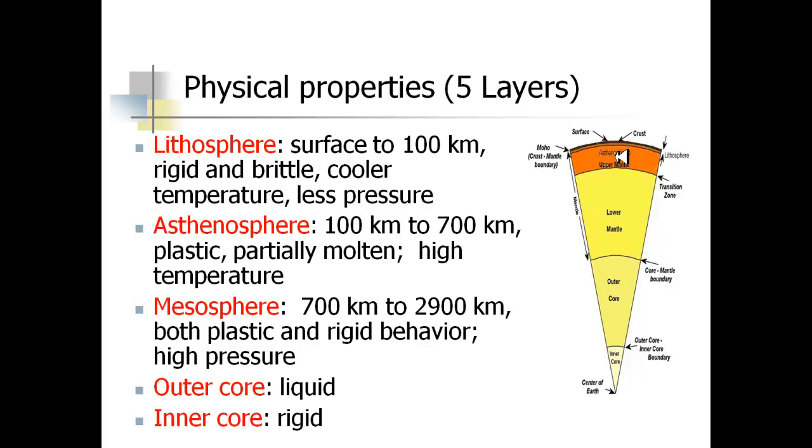So we start off with a brittle surface. We go down to a partially molten layer, which would be more like silly putty. If it moves slowly, it moves like a liquid; if it moves quickly, it moves like a solid. Then we go down here and we actually get plastic and rigid behavior. And then we go down here, we have mostly liquid because of the high temperature. And then we go down there and we have a solid type material. So those are the 5 physical layers of the Earth.